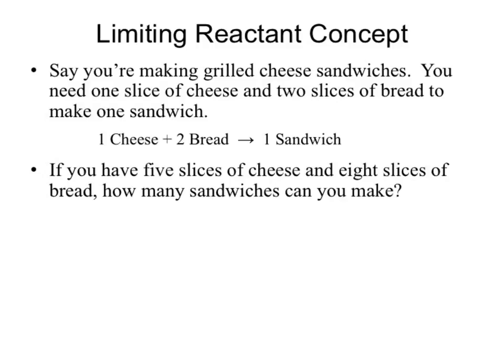So we can do it again. You're making grilled cheeses. You need 1 slice of cheese, 2 slices of bread to make 1 sandwich. So we got a nice little equation that we could convert that to. 1 cheese plus 2 bread equals 1 sandwich. You have 5 slices of cheese and 8 slices of bread. How many sandwiches can you make?